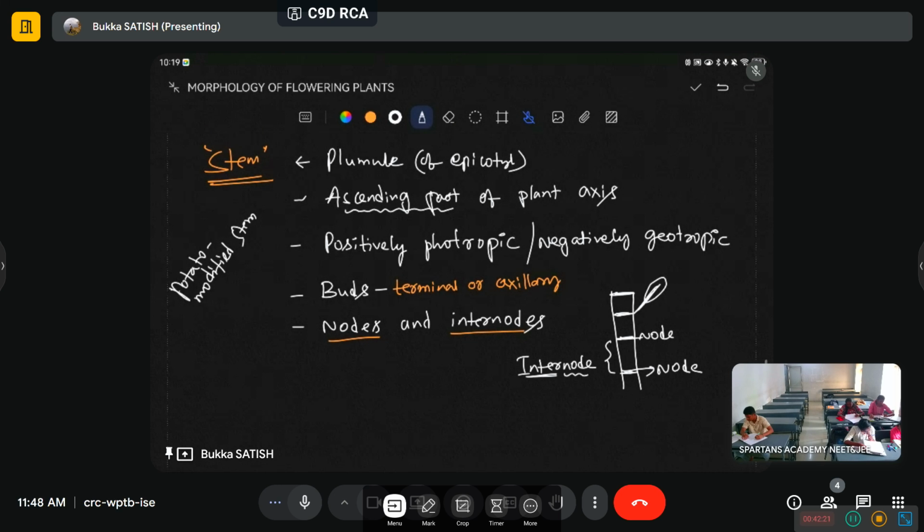Right. So when it comes to these buds, terminal buds are produced in the terminal portion of the branch. Whereas, these are the branches. In the axilla of these branches, if a bud is produced, this is axillary. So the buds can be terminal or axillary.